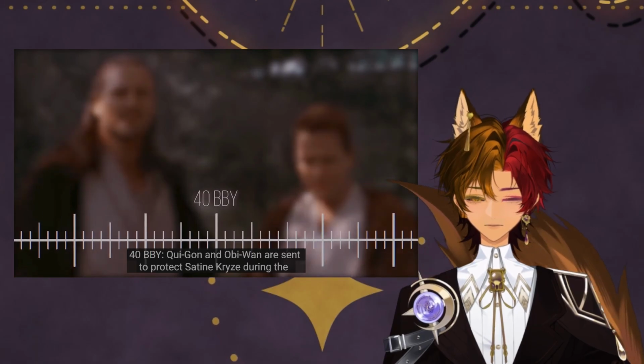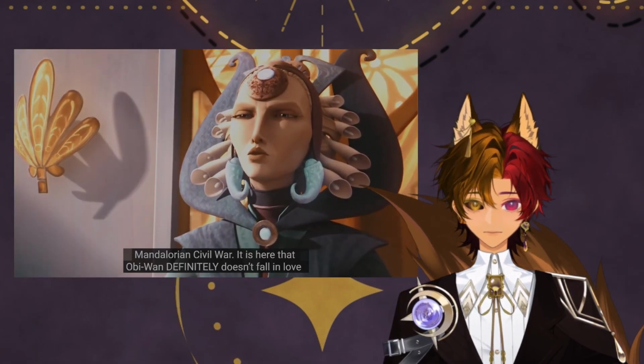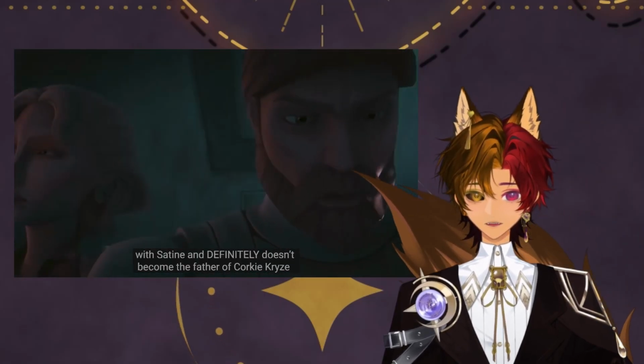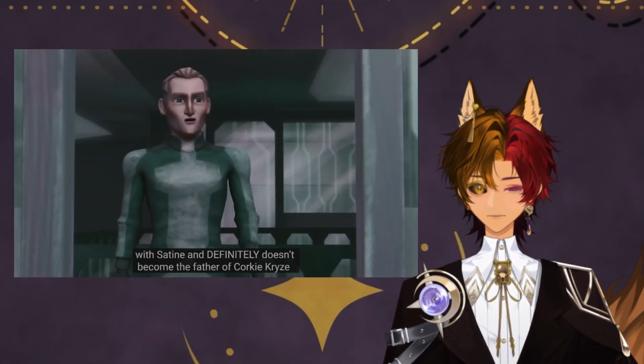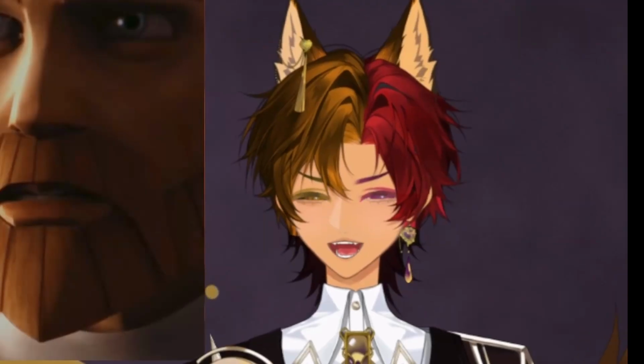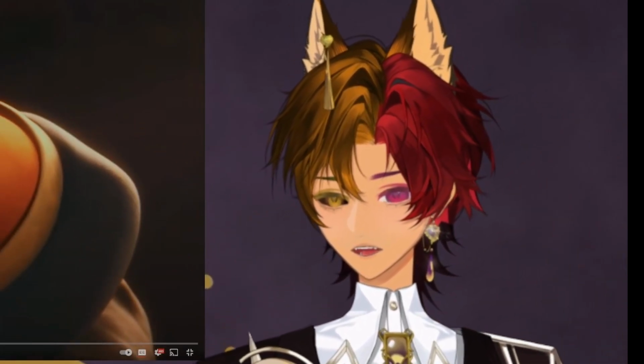40 BBY. Qui-Gon and Obi-Wan are sent to protect Satine Kryze during the Mandalorian Civil War. It's here that Obi-Wan definitely doesn't fall in love with Satine and definitely doesn't become the father of Korkie Kryze. Nah, definitely not the father. Couldn't be him. 36 BBY. Ahsoka Tano is born. I actually don't know about that.